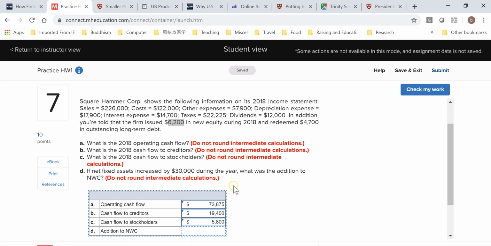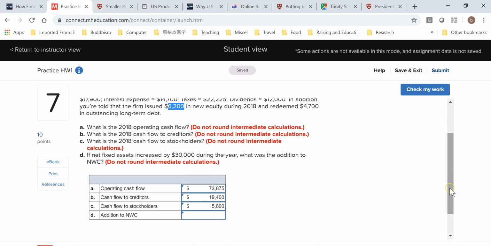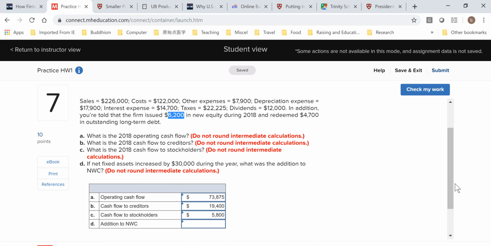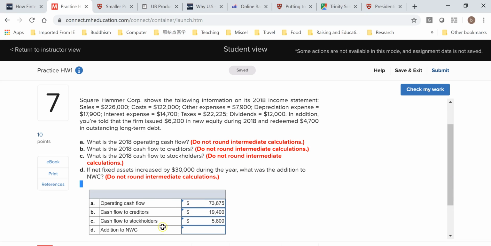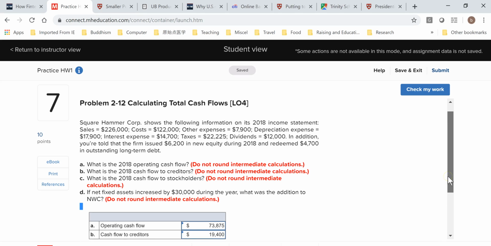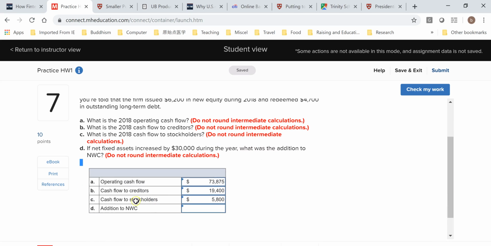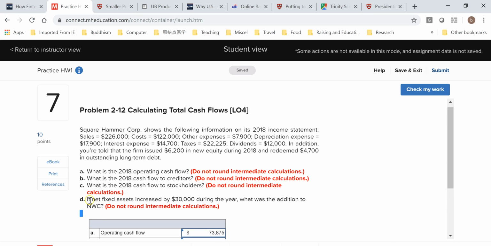And in addition to NWC, the final part, addition to net working capital, how could we solve this problem? On the surface, the setup seems to not tell us any information from the balance sheet, right? Because NWC is current assets minus current liabilities, and those two items are from the balance sheet. But here we are only provided with the income statement. So how can we solve this problem? So we have to remember part D, which has this further condition: net fixed assets increased by $30,000 during the year.